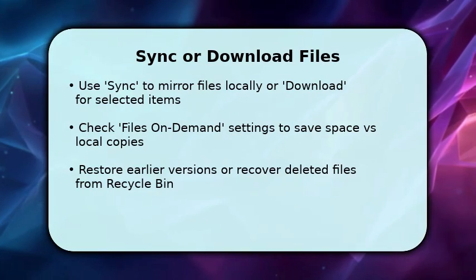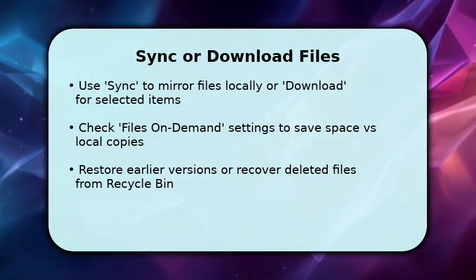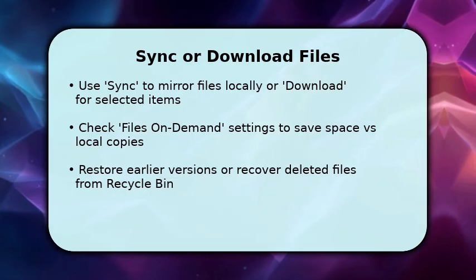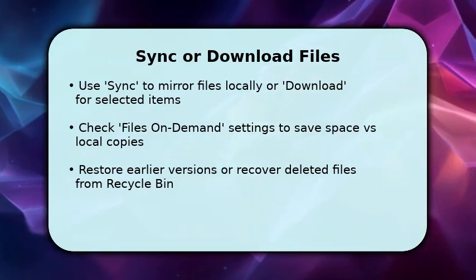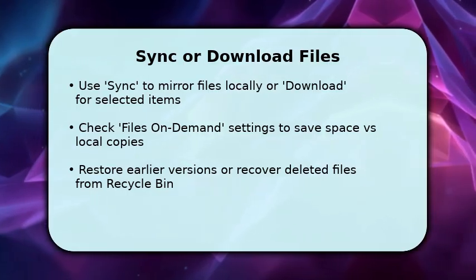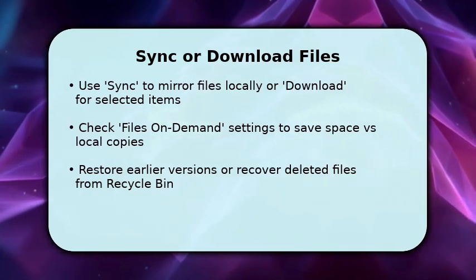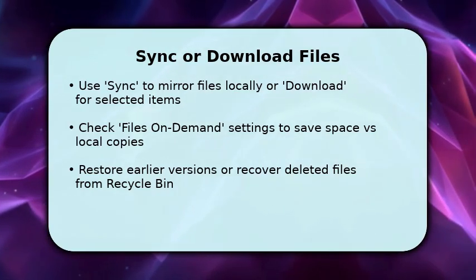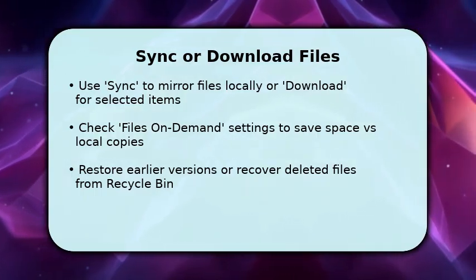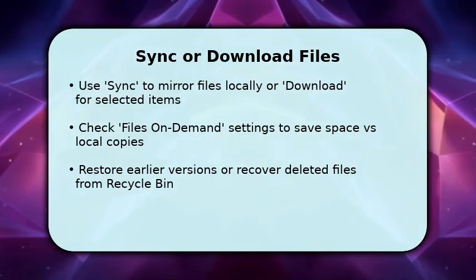Now choose how to get files, sync or download. If you sync with the OneDrive app, files appear in your local OneDrive folder and update automatically. This is best for ongoing access. If you only need a subset, use the web to select files and click download, zipped when multiple items. Make sure files on-demand settings match your needs. Enable for space saving, disable for full local copies. Also check version history and the recycle bin if you need earlier or deleted versions.